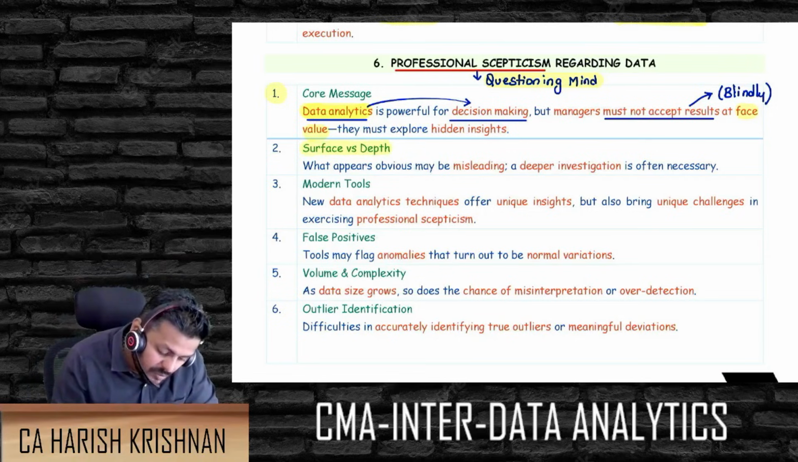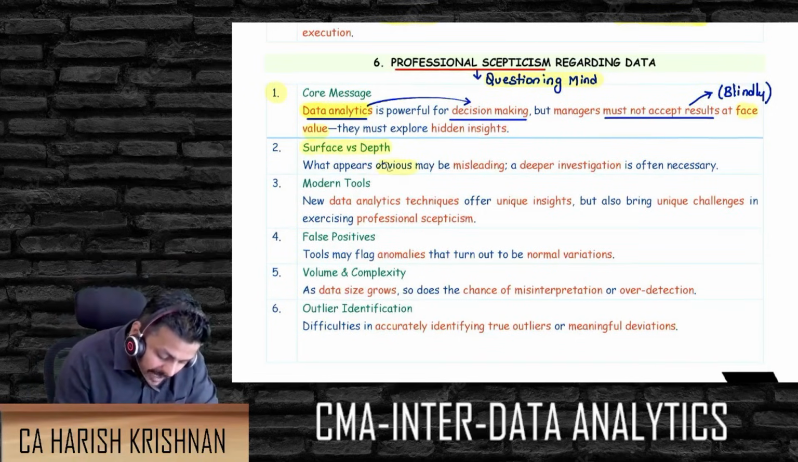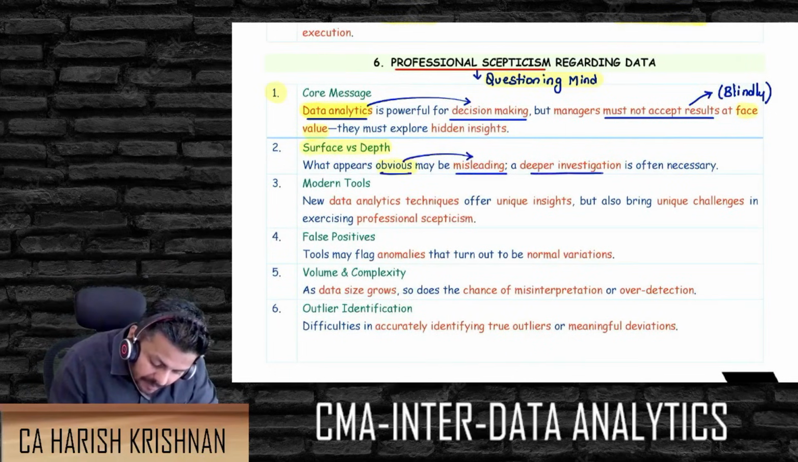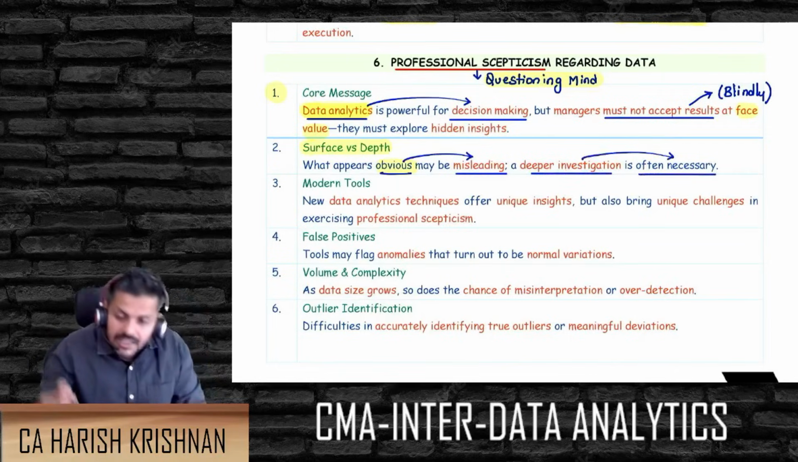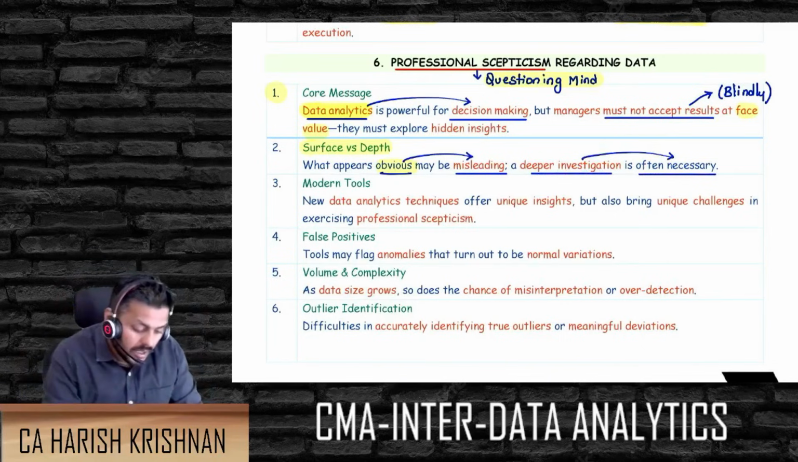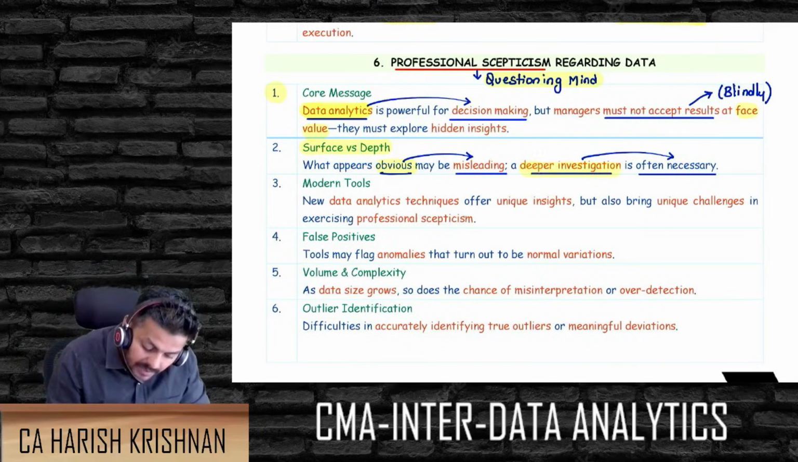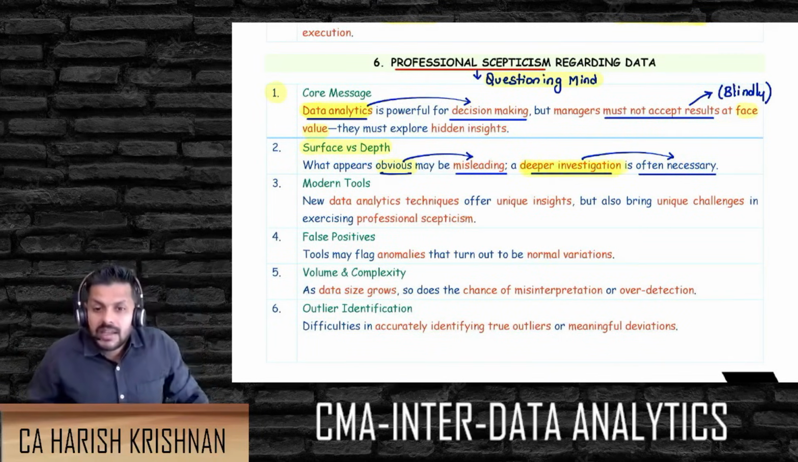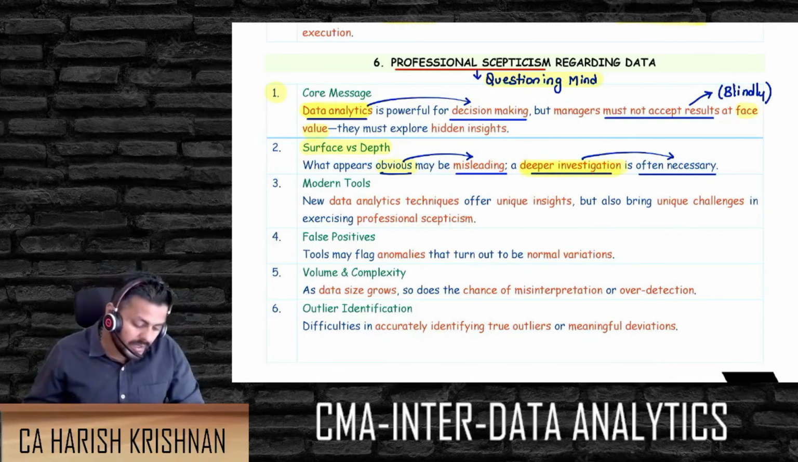What appears to be very obvious may sometimes be misleading. So therefore, a deeper investigation is often necessary. Deeper investigation is often necessary. So guys, don't blindly believe what you see. Investigate the results, get a little deeper, and then believe. Modern day tools are there.